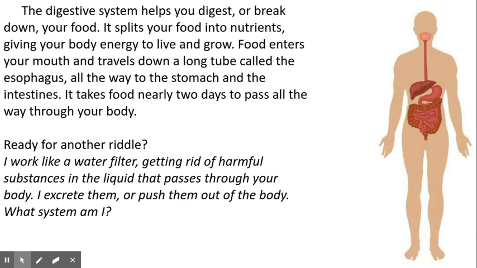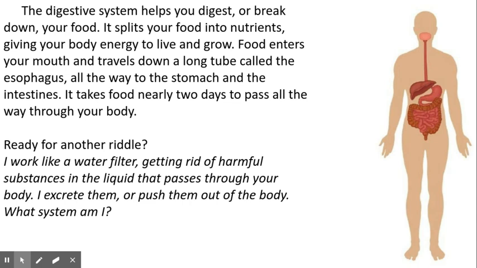It splits your food into nutrients, giving your body energy to live and grow. Food enters your mouth and travels down a long tube called the esophagus, all the way to the stomach and the intestines. It takes food nearly 2 days to pass all the way through your body.